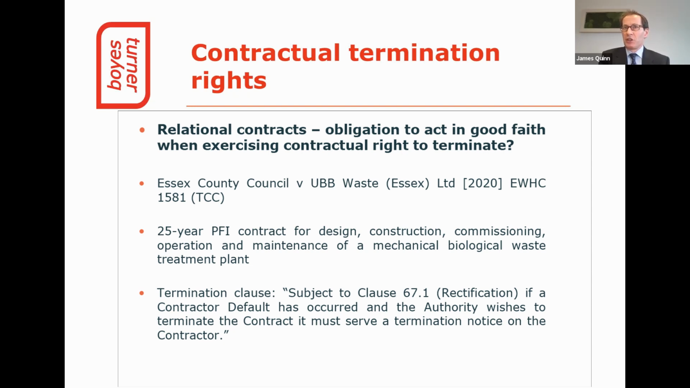The contract contained a termination clause allowing the council to terminate in the event of a contractor default by serving notice on UBB. In light of the failure to pass the acceptance tests, the council considered that UBB was in default and it served a notice to terminate the contract. UBB disputed the termination, insisting that it was not in default. Instead, it blamed the acceptance test failures on the waste that had been processed at the plant. The judge found that UBB was in default due to its design of the facility, which had caused problems with the performance of the plant. Accordingly, the council was entitled to terminate under the termination clause.